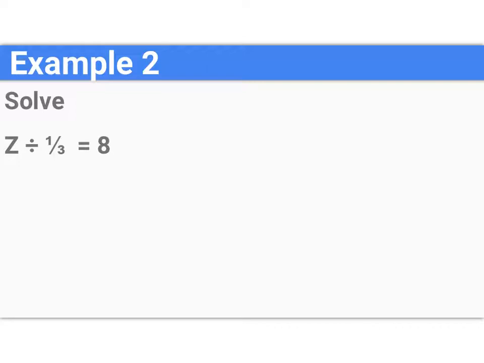Okay, so let's do a little math here. So we got z divided by 1/3. We know when we divide by a fraction, we're going to put the z over 1. Z times 3 over 1. Tops multiply tops and bottoms multiply bottoms. So we have 3z equals 8. We have to divide both sides by 3. And z will equal 8 over 3.